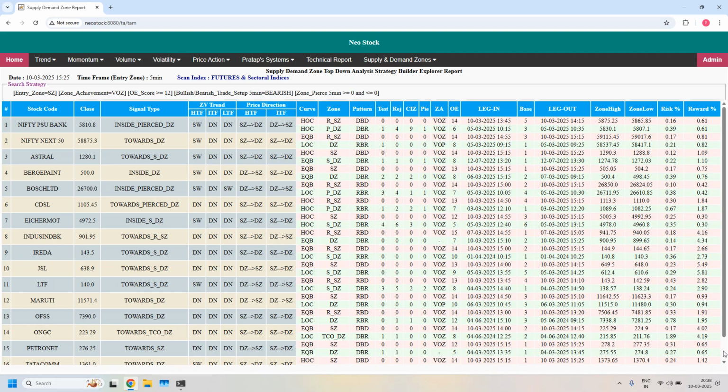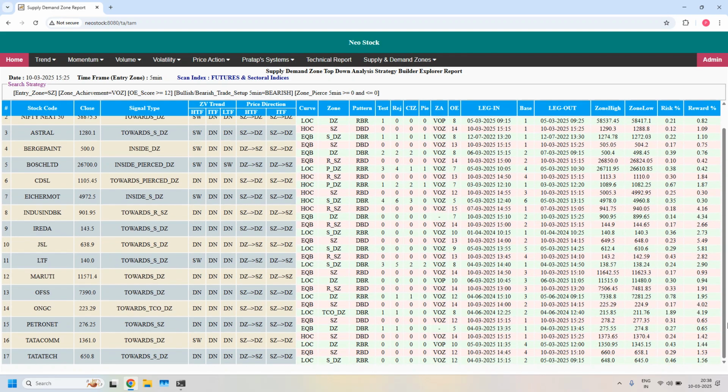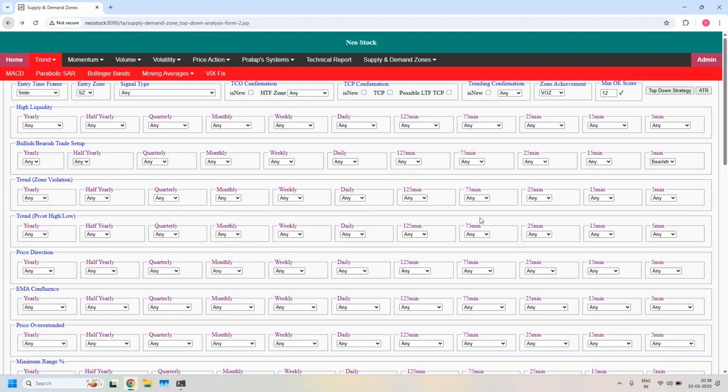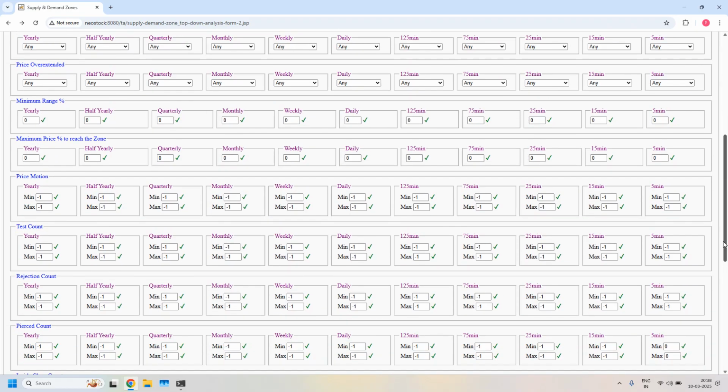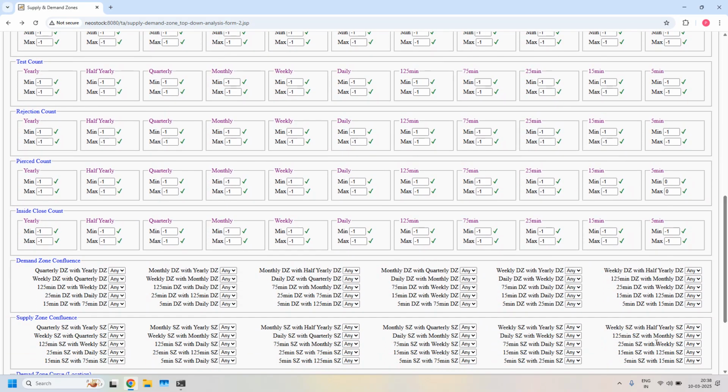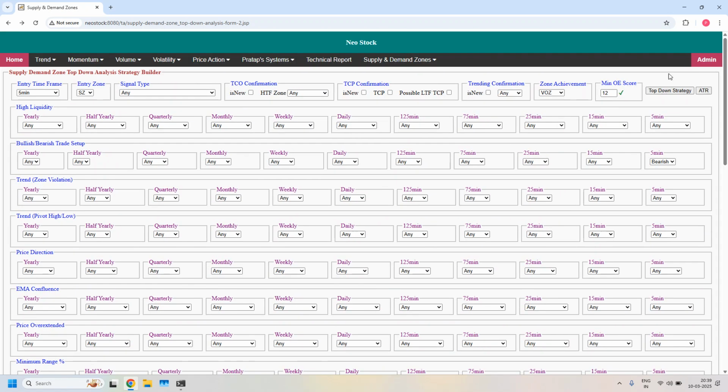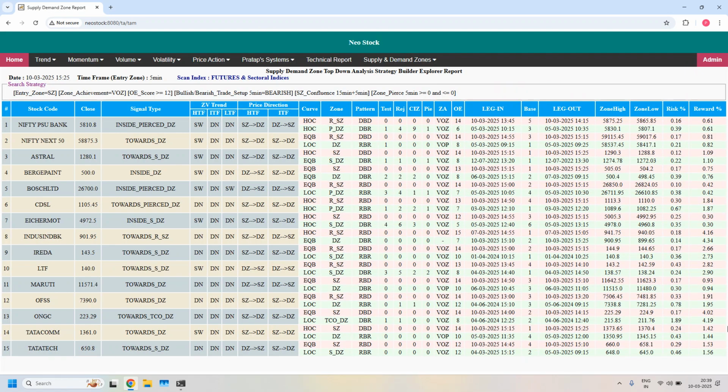Scrolling the list down. So total 17 stocks are supporting bearish trade setup for hourly income trade. We can further filter this list based on LTF and ITF supply zone confluence, that is 5 minutes and 15 minutes supply zone confluence. I am enabling the filter. With this filter, we got 15 stocks. Out of 17, 15 stocks we got.